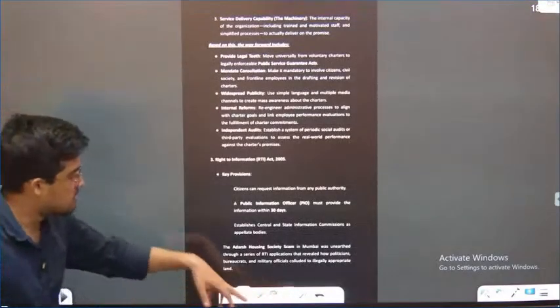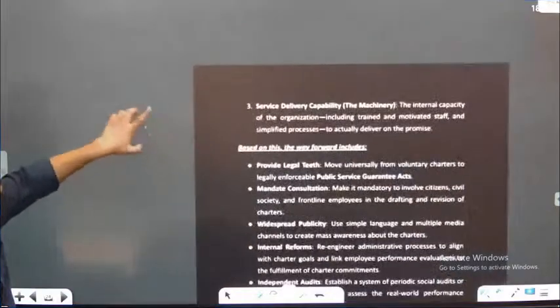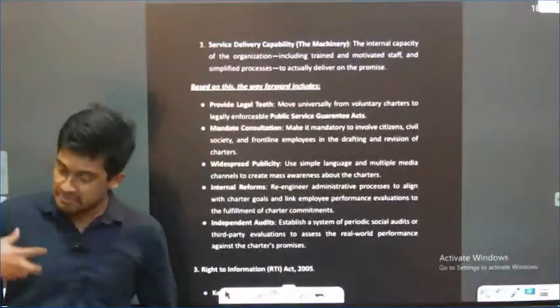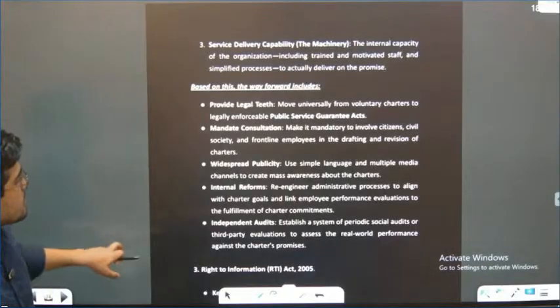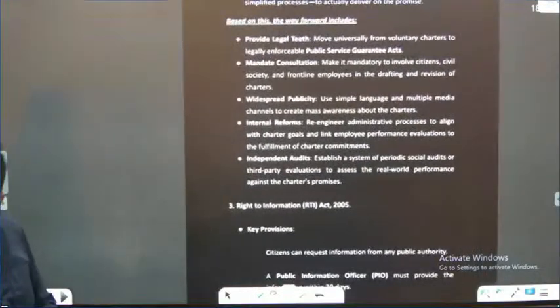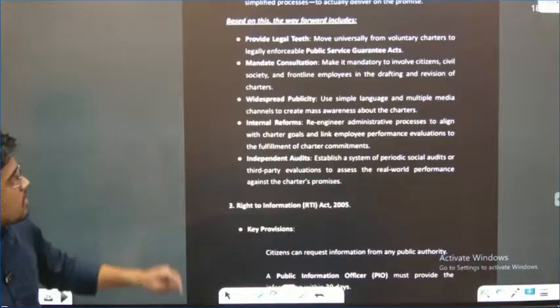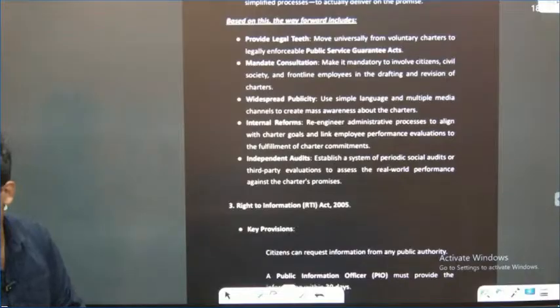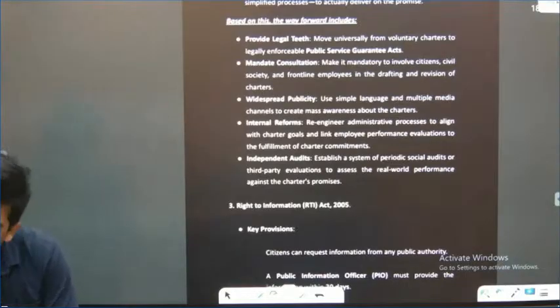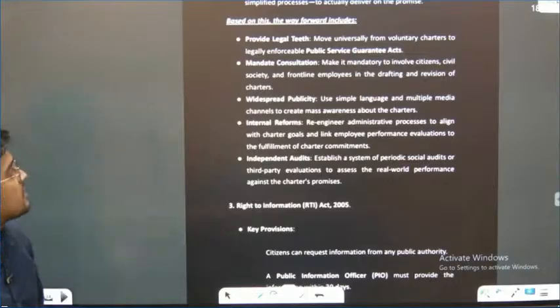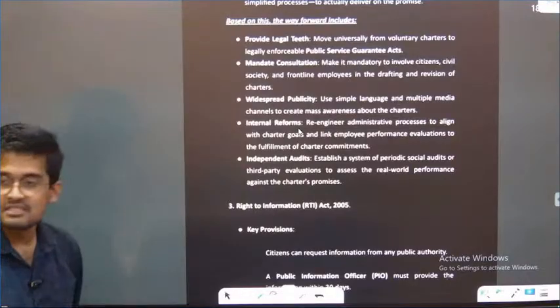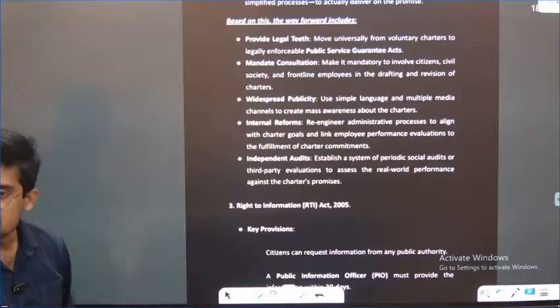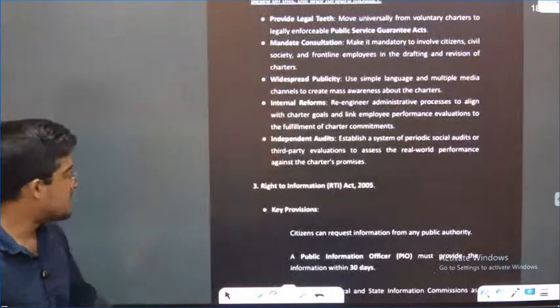Then the third component of the Sevottam model is service delivery capability, the machinery or capacity building to deliver goods and services. Okay, so these are the three major components. Based on this, the Second ARC also recommended that we need to provide legal teeth to the citizen charter. So Public Service Guarantee Acts, the way Madhya Pradesh has done, we need across the country. Similarly, mandatory consultation. In drafting any citizen charter, there should be mandatory consultation with the citizens. Okay? Then there should be widespread publicity.